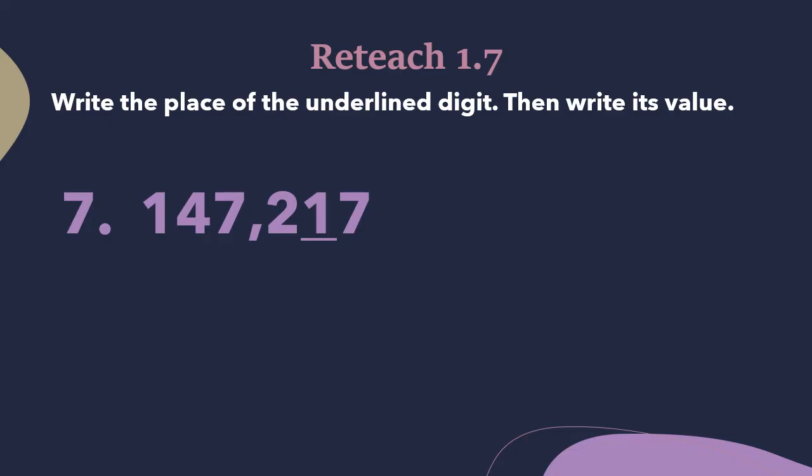Okay, now you've had a chance to figure out what place the 1 is in and what its value is based on that place. So, in 147,217, the underlined 1 is in the tens place. Remember to put that S at the end of 10 to make the name of the place, tens. And if there is a 1 in the tens place, the value is 10.